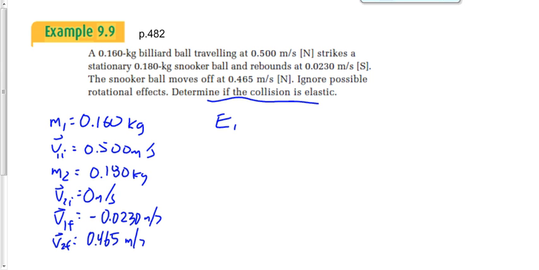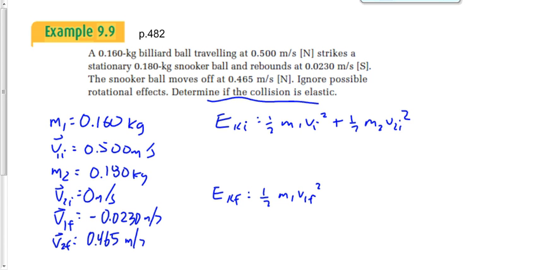Kinetic energy initial is equal to 1/2 M1 V1I squared plus 1/2 M2 V2I squared. And the final kinetic energy is almost the same thing: 1/2 M1 V1F squared plus 1/2 M2 V2F squared. Why am I not setting these equal to each other? I did that with momentum, right? PI equals PF. I'm not doing that with kinetic energy. How come, Greg?